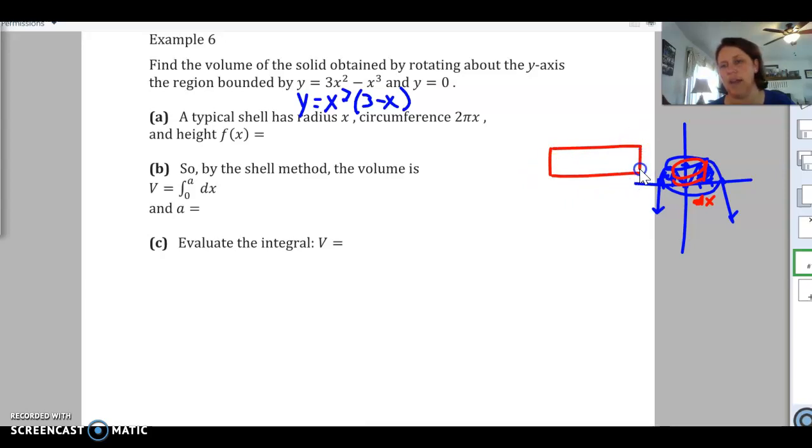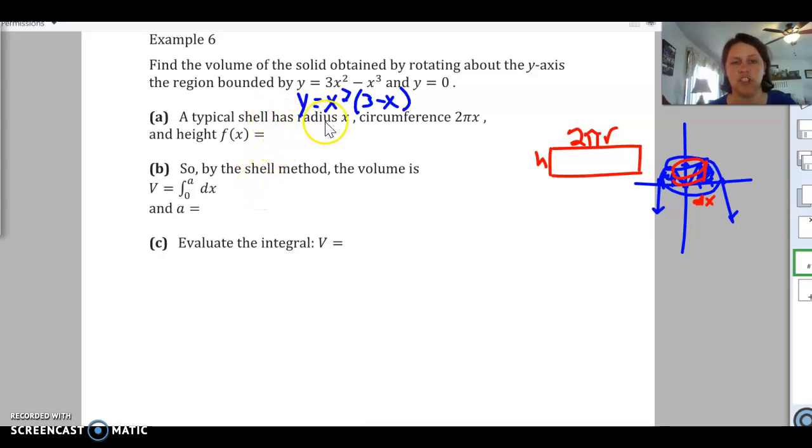When we roll that out, we end up with the length being the circumference of the circle. I want to do it in terms of radius so that I can integrate, since my limits of integration will be in terms of radius. So 2 pi r, and the height of this is equal to our equation. The height of each one of our rectangles is going to be the equation f of x. And that's the first question that it asks us, so let's go ahead and fill that in.